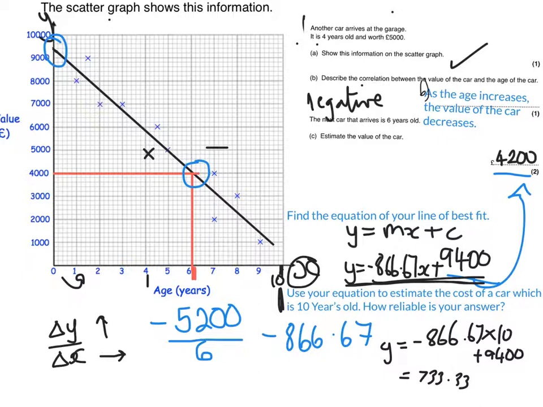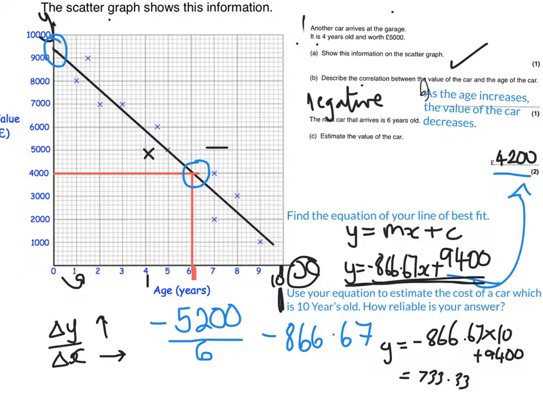How reliable is my answer? Well, it's outside any data I have. I don't have any information for 10 years. I don't know whether after 9 years it suddenly drops off or whether it stays the same. I've got no information, so it's outside my interval, so it's not super reliable, but it's pretty close to my interval, so it's quite reliable.